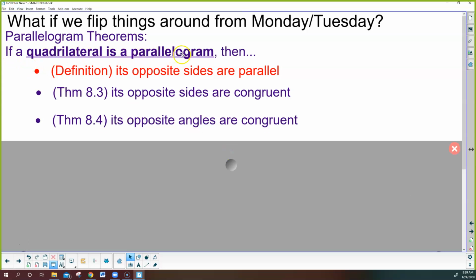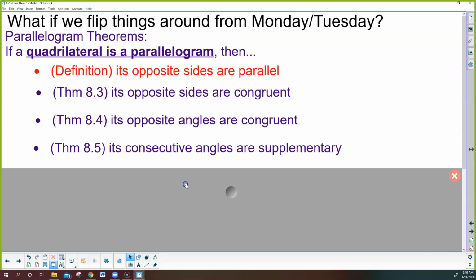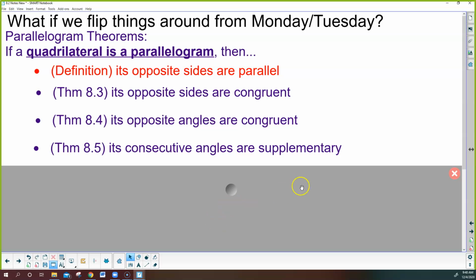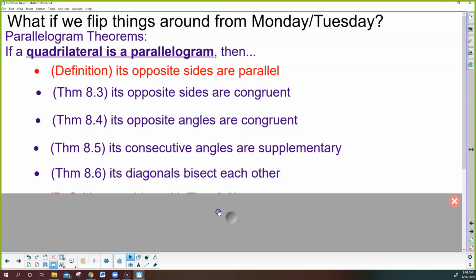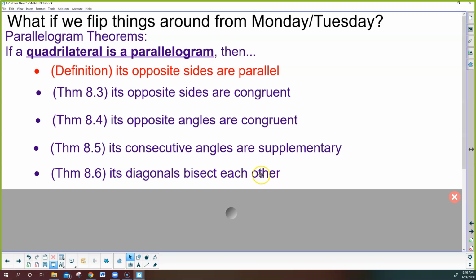If a quadrilateral is a parallelogram, then we know that opposite angles are congruent. If a quadrilateral is a parallelogram, then we know that consecutive angles are supplementary. And I will give you time to write all this down. I'm just going to kind of go through it here quick. If a quadrilateral is a parallelogram, then we know that its diagonals bisect each other. So those are the four theorems that we have in this section. But we've already learned that from Monday, Tuesday.